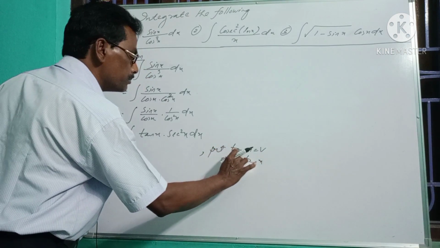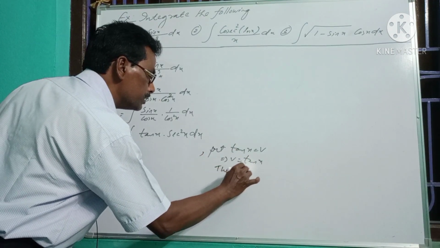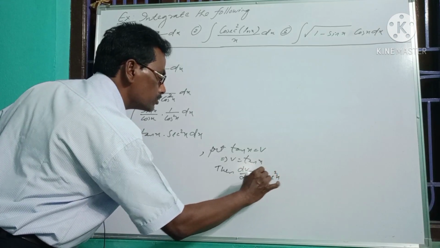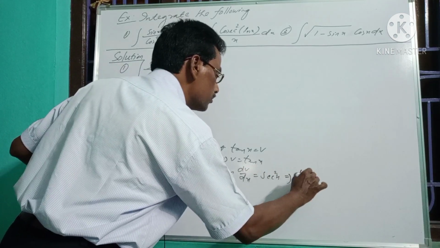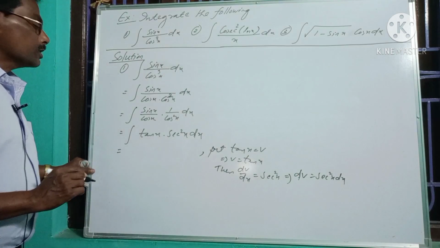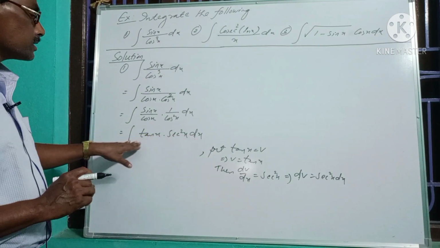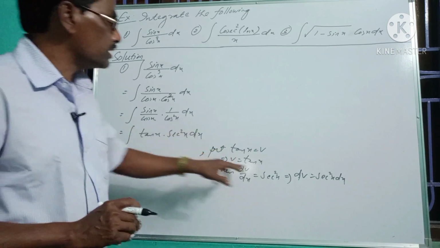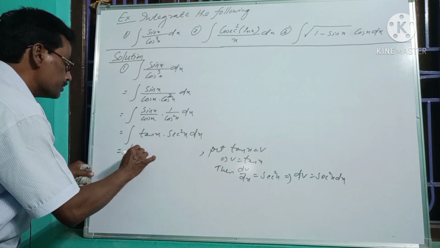So differentiating v with respect to x, we have dv by dx is equal to sec square x. Again simplifying, we have dv is equal to sec square x into dx. So let us see the integrand. The integrand contains sec square x into dx, also tan x. So in place of tan x we can replace v, and in place of sec square x dx we can replace dv. So we got integration of v dv.